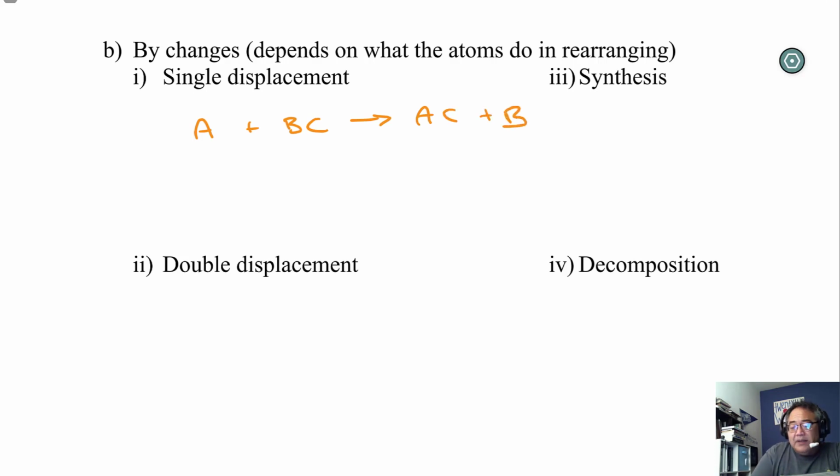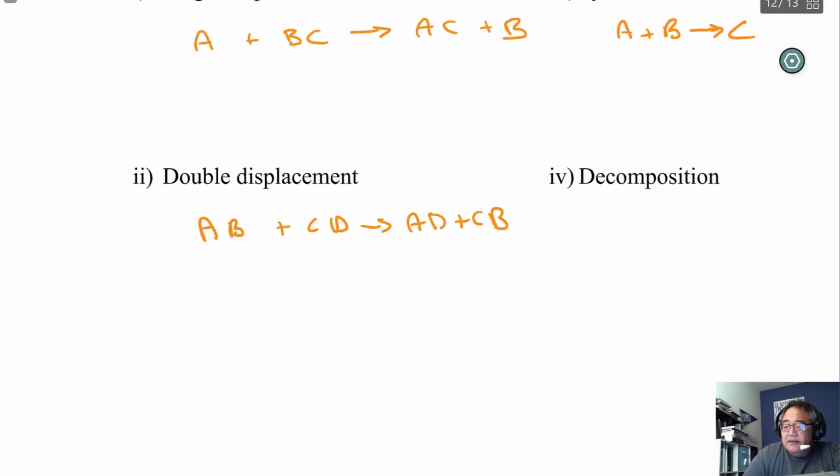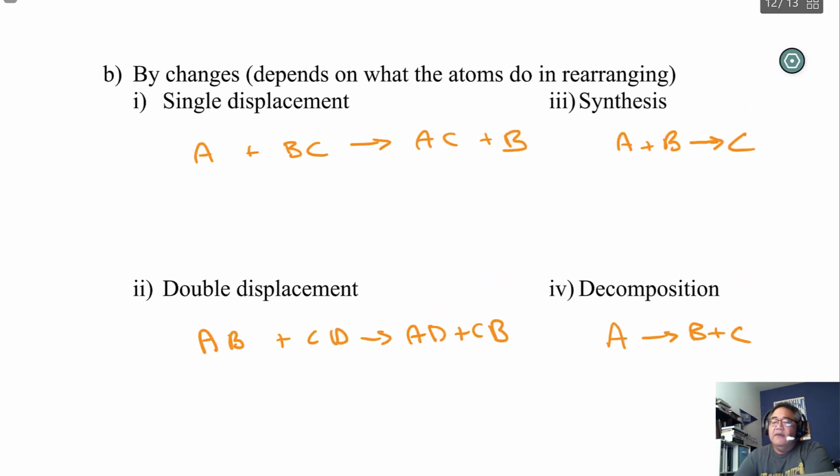That's a single replacement. A double replacement is the one that we're talking about. It's AB plus CD makes AD plus CB. And then there's synthesis, which is like A plus B makes C. And then decomposition is the opposite. It's A goes to B plus C. The characteristic of synthesis is many things going into one, and for decomposition, it's one thing going into many. It's just breaking apart. Synthesis is jamming it together. So decomposition is breaking it apart.